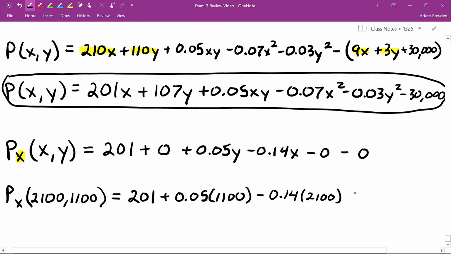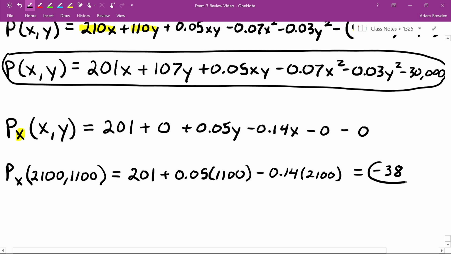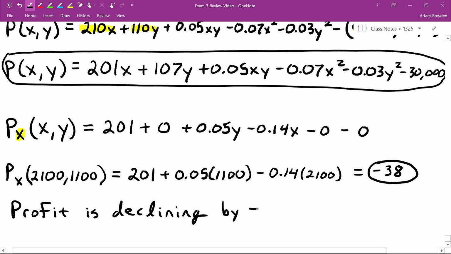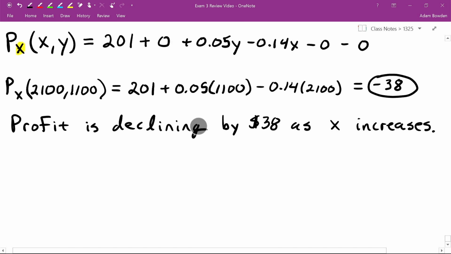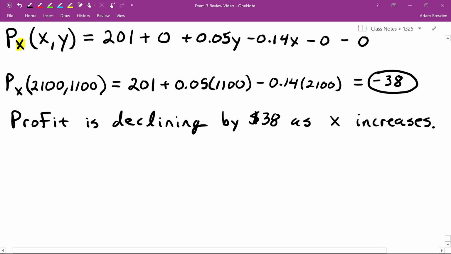That all will be equal to negative 38. Now, how do we interpret this number? Because it also wants us to do that here. That means that profit is declining by $38 as the value of x increases. Now, the reason why I'm singling out the x is because we're taking the derivative with respect to x. y is constant. So as x changes, this is how the profits will change.